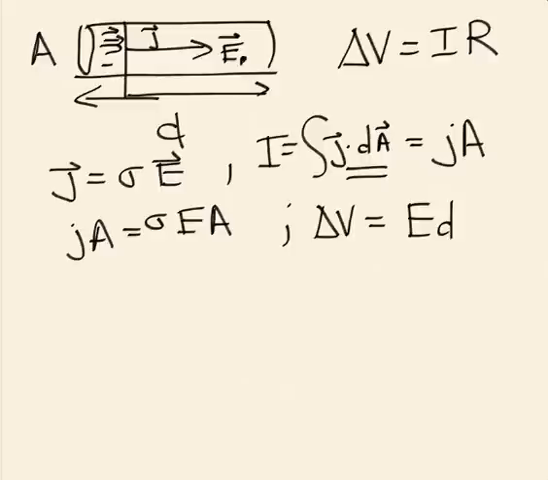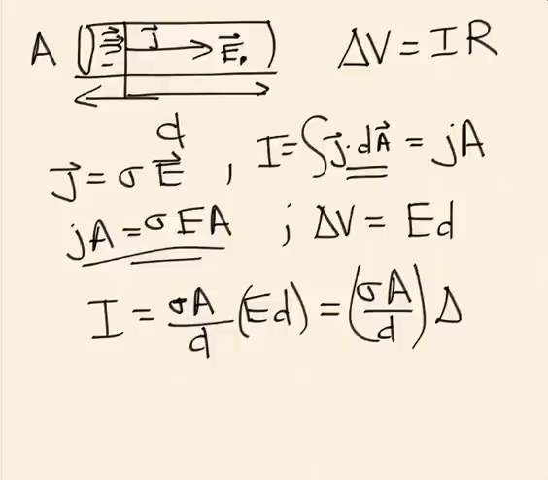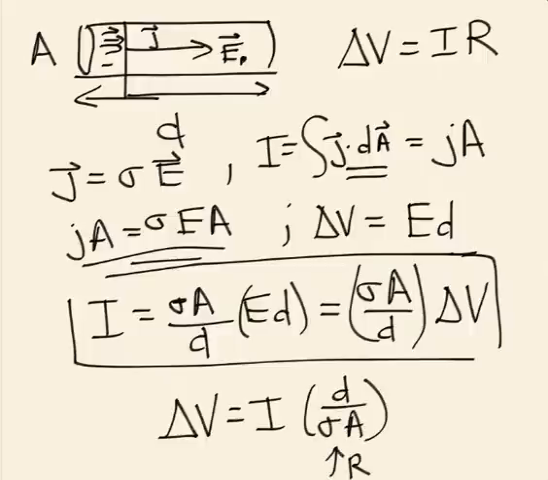So I can rewrite all of this now. J times A, which is I, is the same as sigma times A times E. Now I'll divide and multiply by D, ED. This is the same as sigma A over D times the potential difference. So I've got an Ohm's law-like expression that should look familiar. It looks like I equals delta V times something. I can turn it around and say delta V is I times the quantity D over sigma A, and I'm going to identify this as the resistance R of this piece of metal.